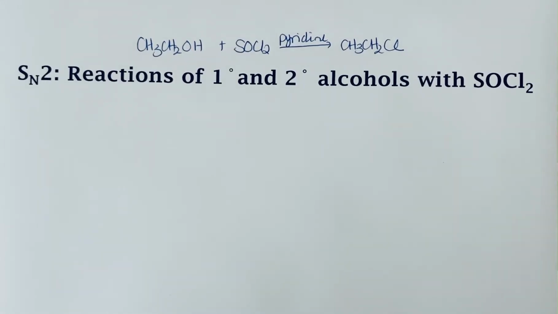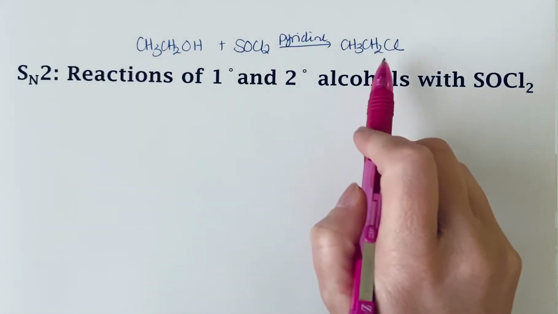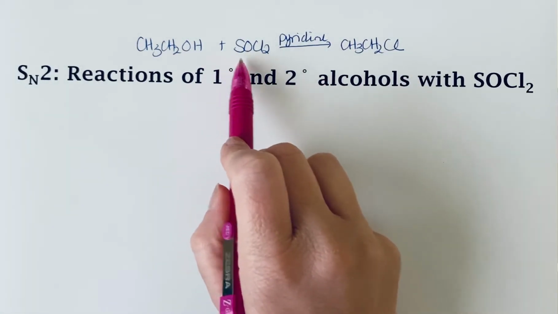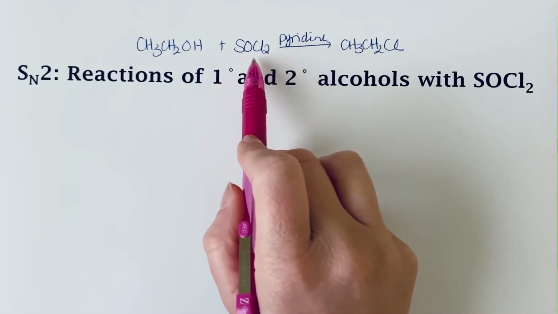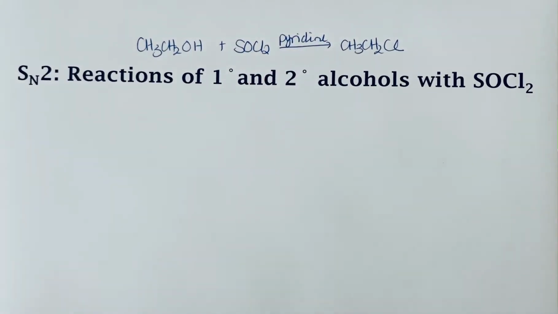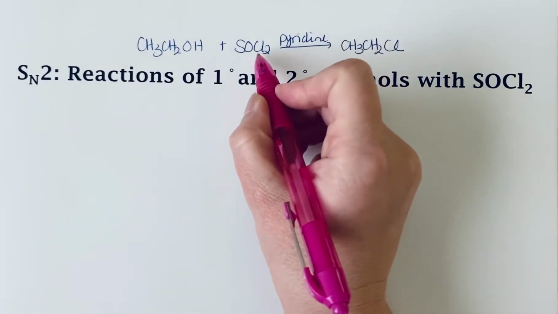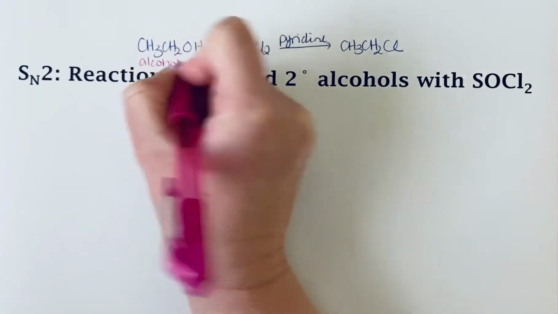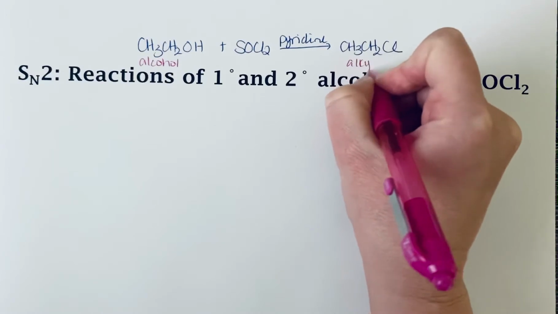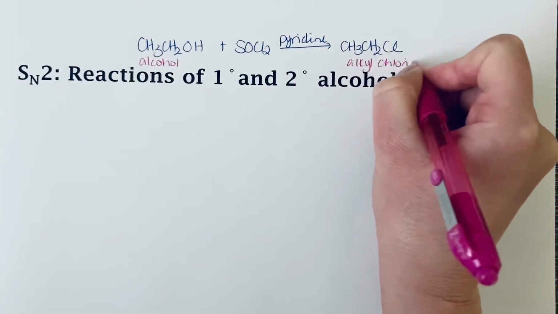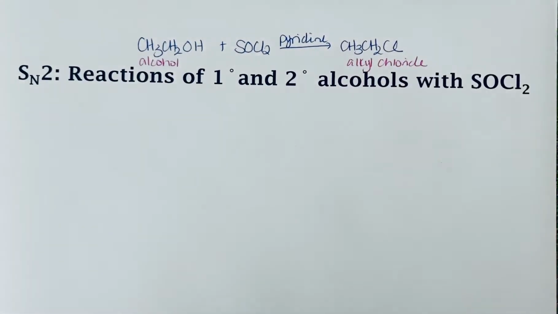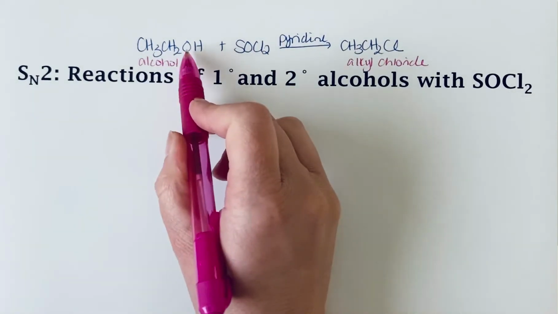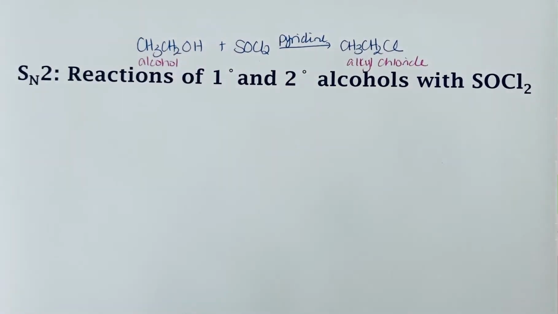Primary and secondary alcohols can be converted into alkyl chlorides using thionyl chloride, SOCl2, and pyridine as a non-nucleophilic base. Since this is thionyl chloride, we are specifically taking an alcohol and making it into an alkyl chloride in this reaction. And the substitution part, where we actually replace this oxygen with the chloride, is an SN2 reaction.